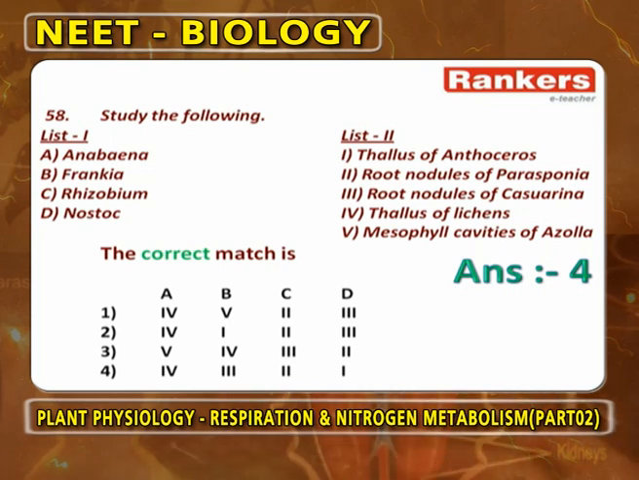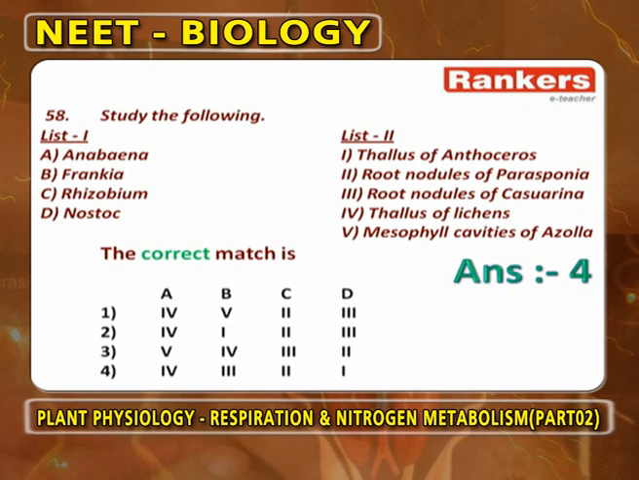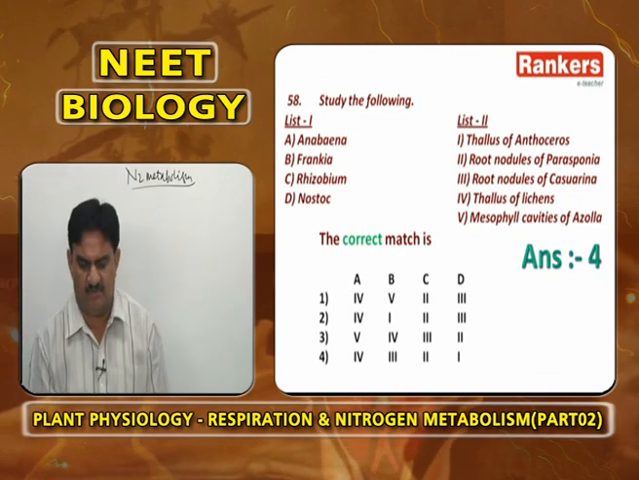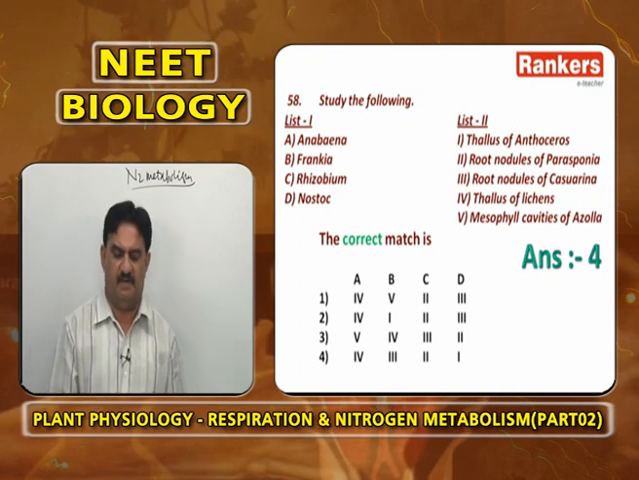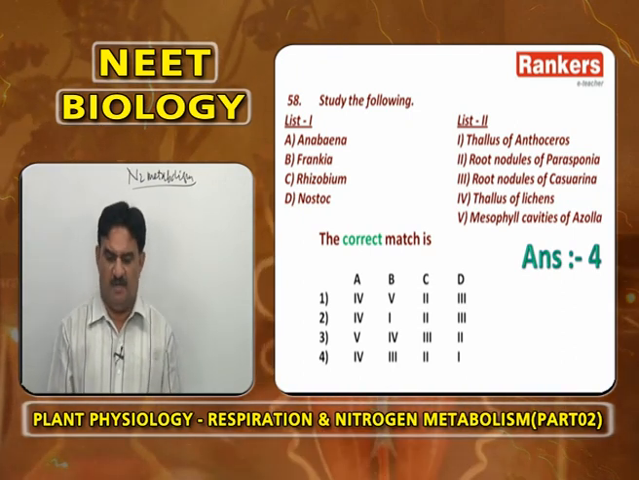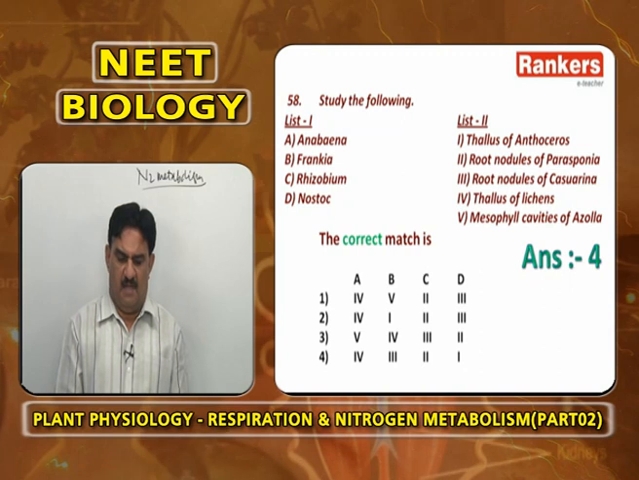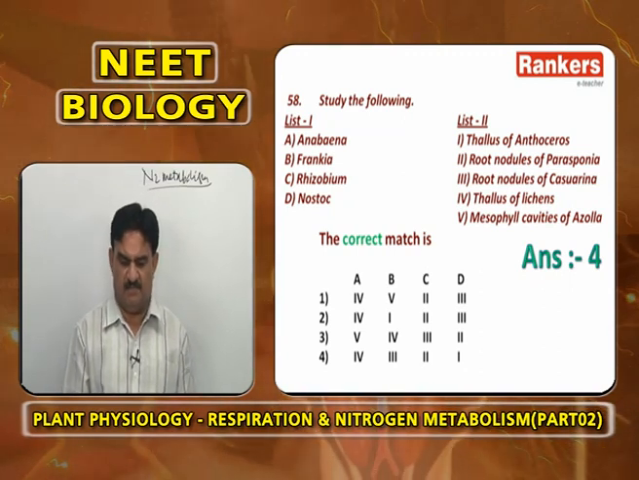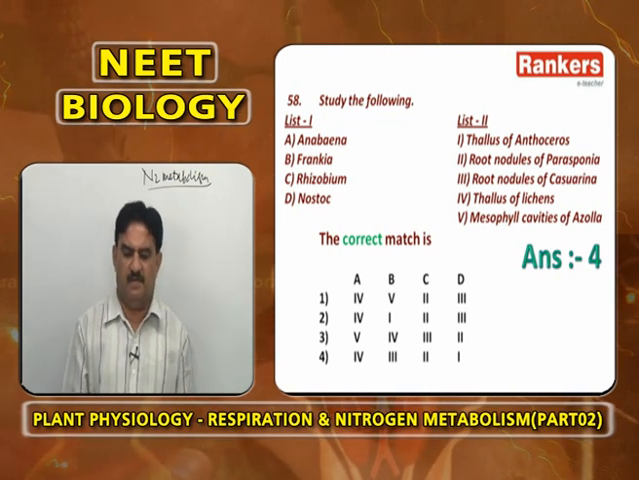Study the following and identify the correct match. Anabaena, Frankia, Rhizobium, Nostoc. Thallus of Anthoceros, root nodules of Parasponia, root nodules of Casuarina, thallus of lichens, mesophyll cavities of azolla. A4, Anabaena is present in the thallus of lichens. B3, Frankia, root nodules of Casuarina.